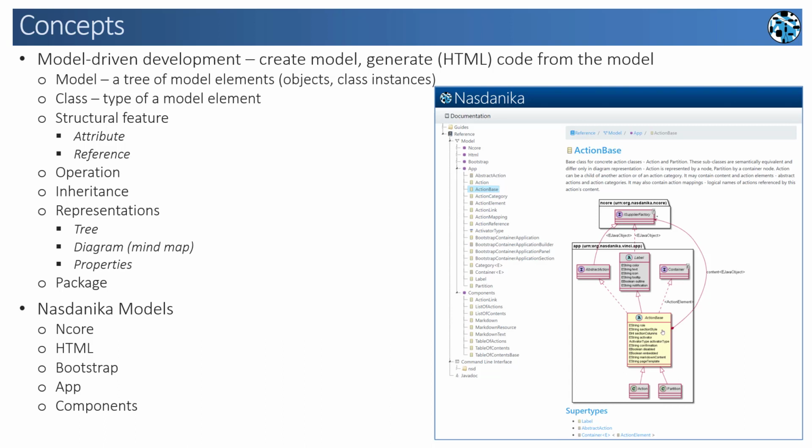Nasdanika Vinci is a model-driven development tool. What it means is that in order to create a website we will create a model and then the actual site content will be generated from the model.